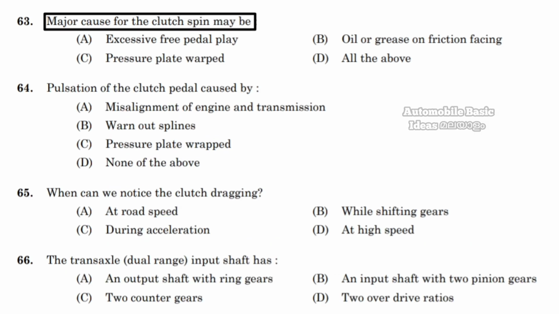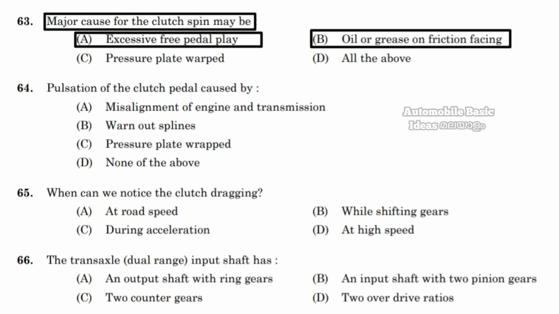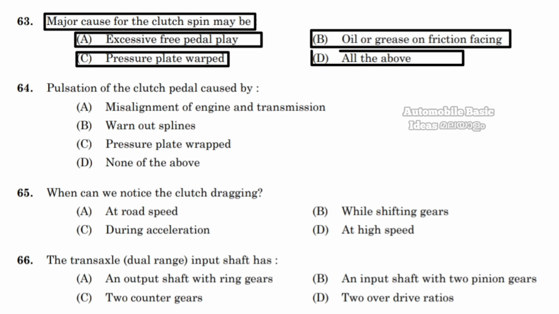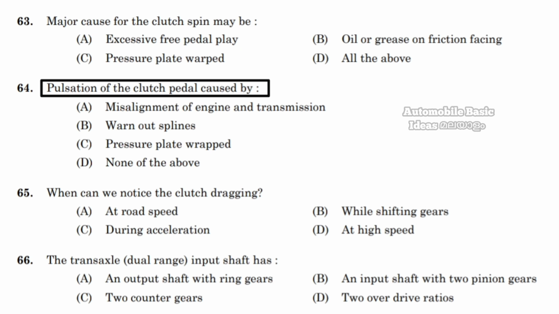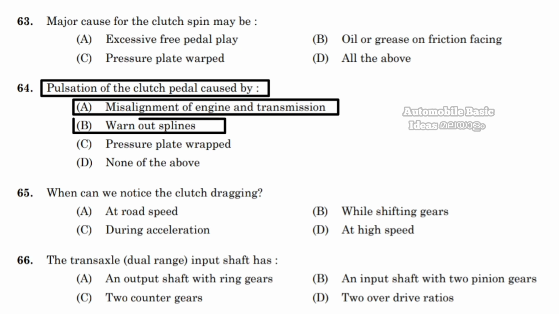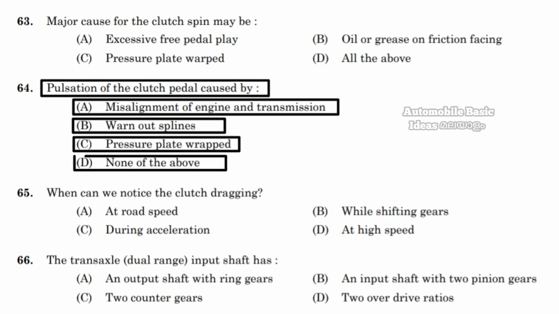63. Major cause for the clutch spin may be A. excessive free pedal play, B. oil or grease on friction facing, C. pressure plate warped, D. all the above. Answer D. All the above. 64. Pulsation of the clutch pedal is caused by A. misalignment of engine and transmission, B. worn out splines, C. pressure plate warped, D. none of the above. Answer A. Misalignment of engine and transmission.